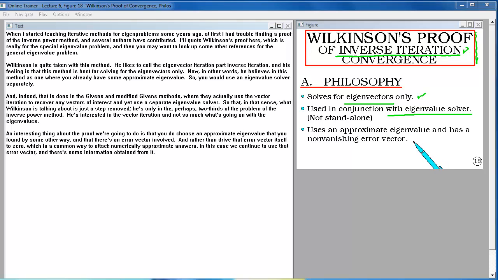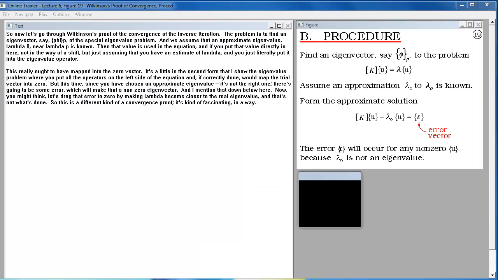An interesting thing about the proof we're going to do is that you do choose an approximate eigenvalue that you found by some other way, and that there's an error vector involved. And rather than drive that error vector itself to 0, which is a common way to attack numerically approximate answers, in this case we continue to use that error vector, and there's some information obtained from it. So now let's go through Wilkinson's proof of the convergence of the inverse iteration.